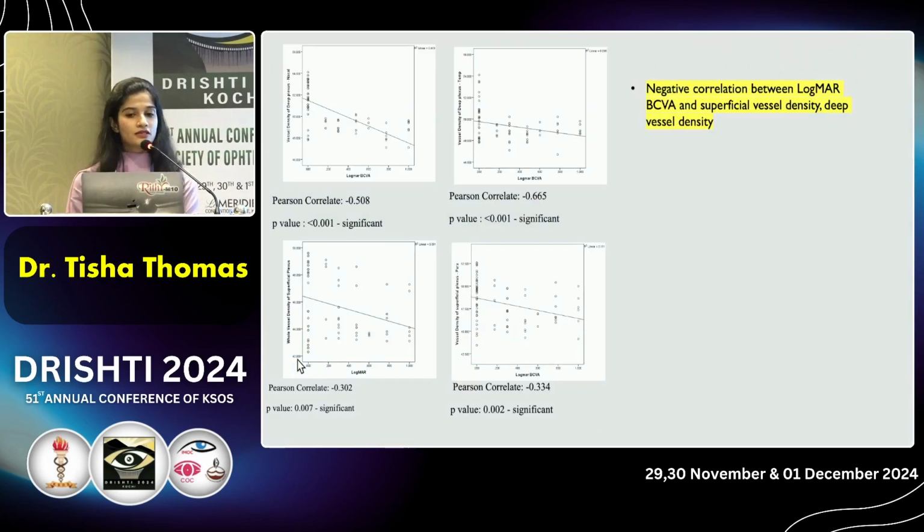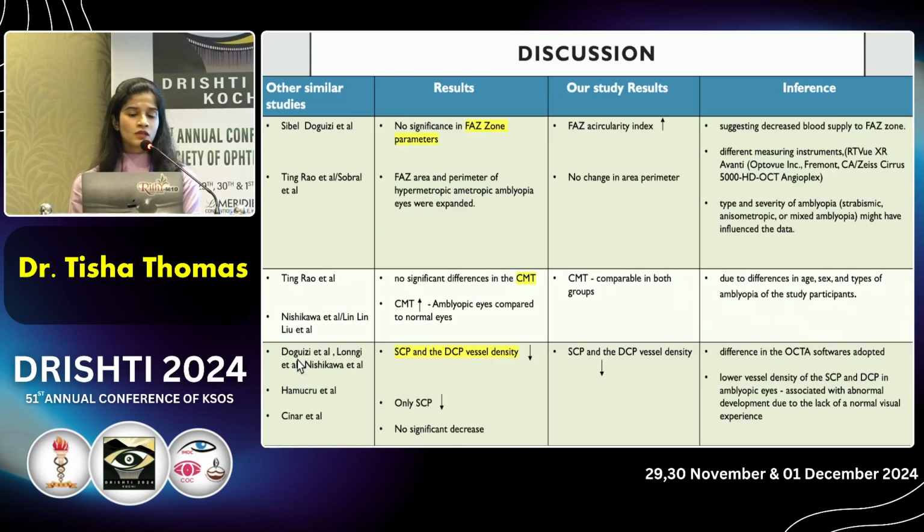And we found that there is a negative correlation between logMAR BCVA and superficial vessel density and deep vessel density. So my discussion will be the FAZ zone.